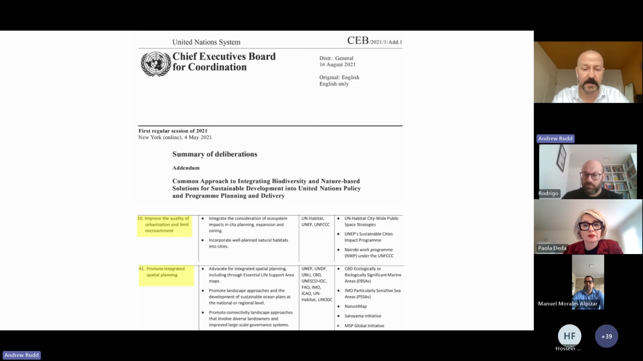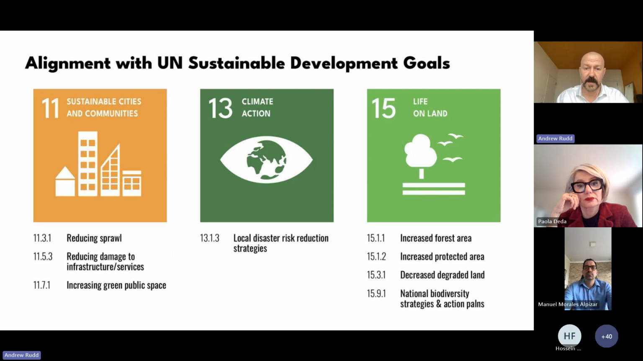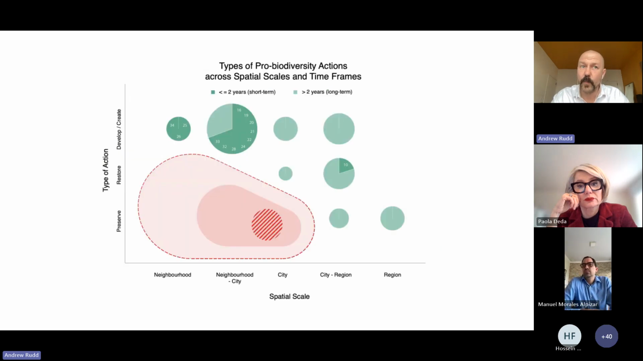One, very exciting, is that the UN system has committed to improving the quality of urbanization and limiting encroachment. That was action 10. Action 41 is specifically on promoting integrated spatial planning. There have been some very excellent tools out there for helping cities do this, amongst which the Singapore Index, or the City Biodiversity Index, helps cities measure and monitor where they're going, including some issues of governance and of fragmentation. Our concern was that there was not a lot out there helping cities prevent replicating bad outcomes.